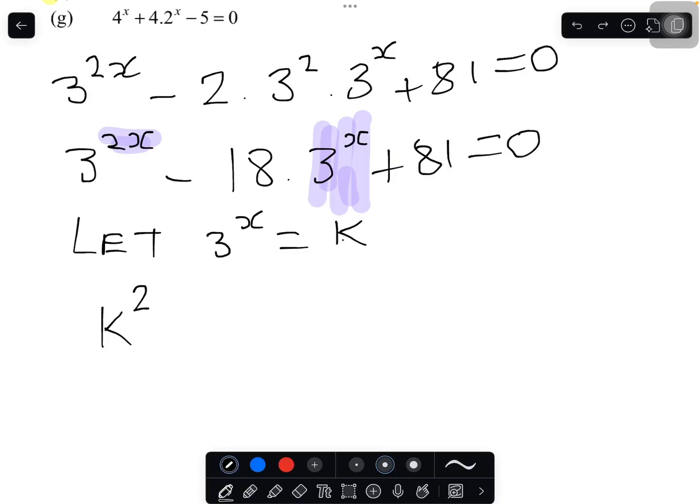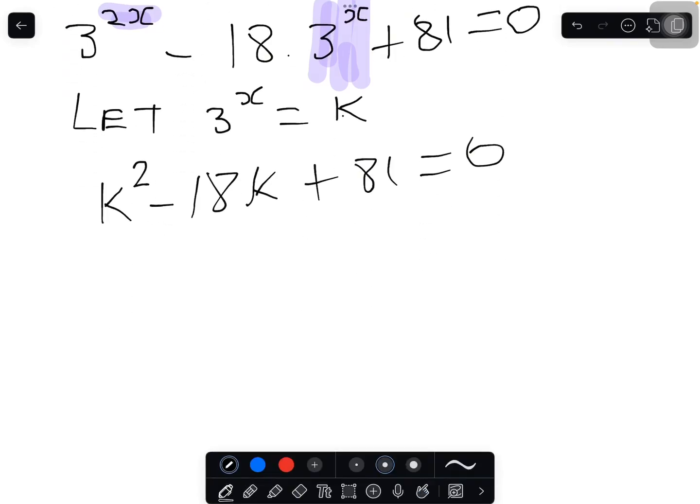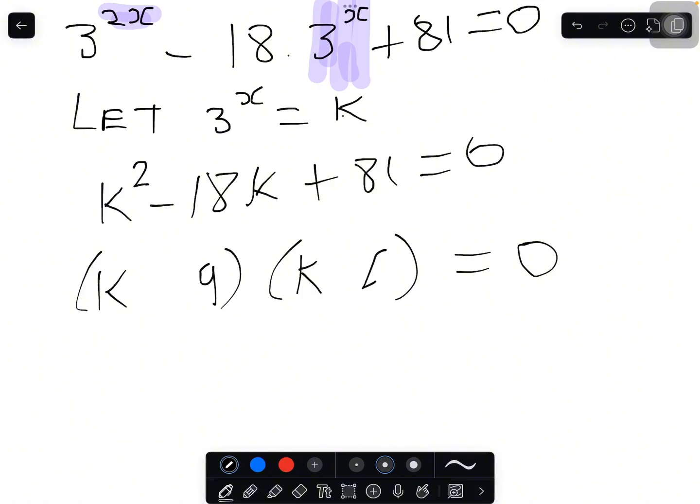So now, since we understand that, we can say minus 18k plus 81 equals 0. We now can factorize this. When I do my factorization, I like to put the brackets first. I put k here, I put k here, then I say, okay, 9 and 9, it's going to be a minus and a minus, so then k equals 9. Okay, we got this, we're done.